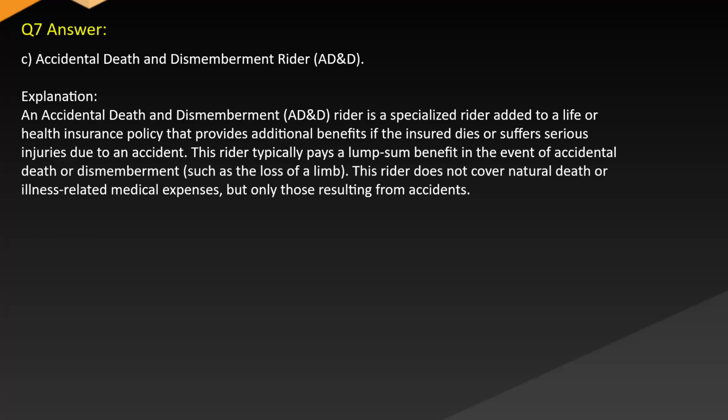Answer C. Accidental death and dismemberment rider, AD&D. Explanation: an accidental death and dismemberment AD&D rider is a specialized rider added to your life or health insurance policy that provides additional benefits if the insured dies or suffers serious injuries due to an accident. This rider typically pays a lump sum benefit in the event of accidental death or dismemberment, such as the loss of a limb. This rider does not cover natural death or illness-related medical expenses, but only those resulting from accidents.